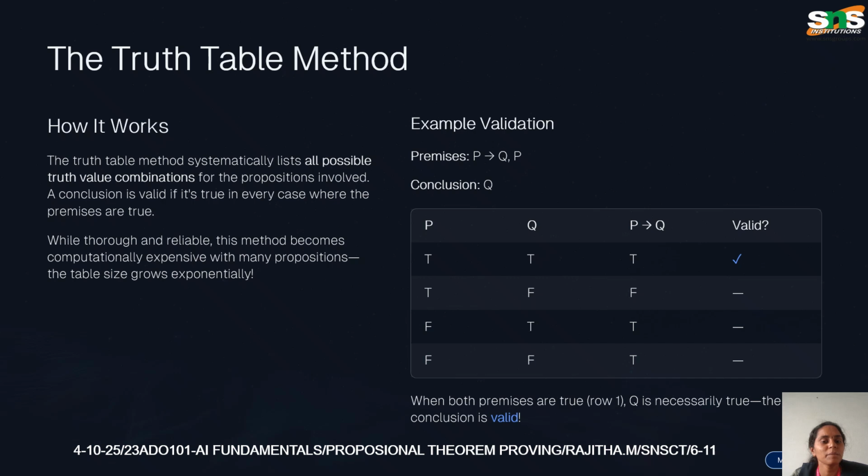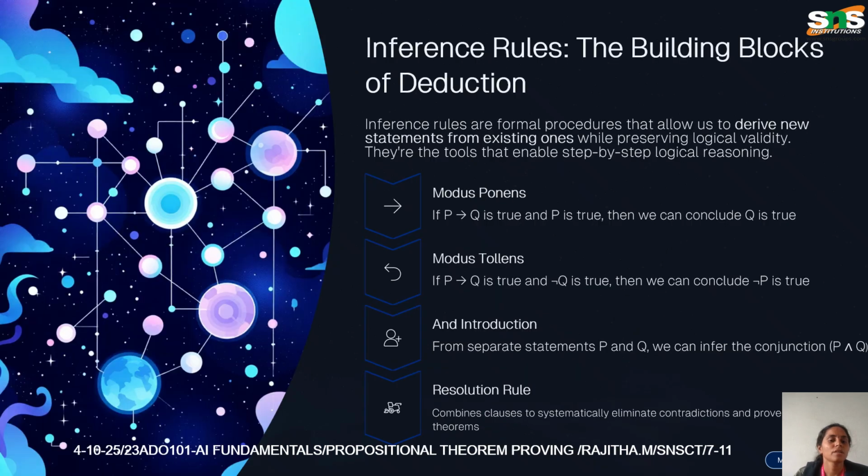Let's look at the truth table method. Truth tables list all possible truth values for statements to check if a conclusion holds. For example, given if it is raining the ground is wet, and it is raining, the truth table shows that the ground is wet is always true when the premises are true. It is thorough but can get slow with lots of statements because the table grows huge.